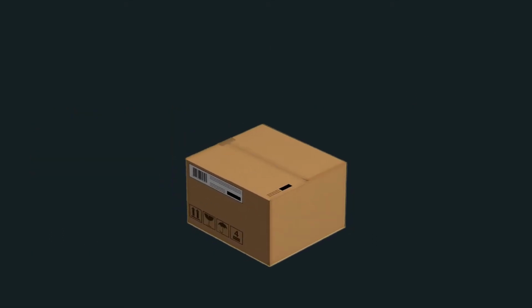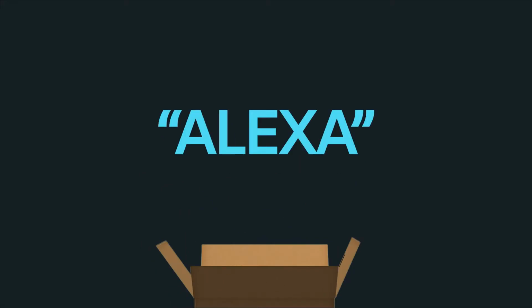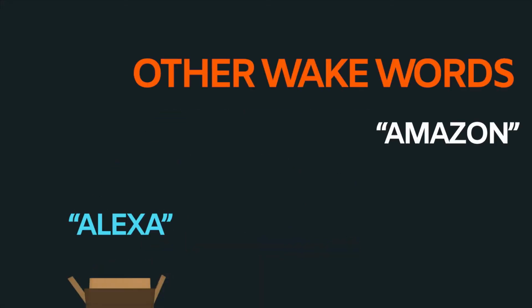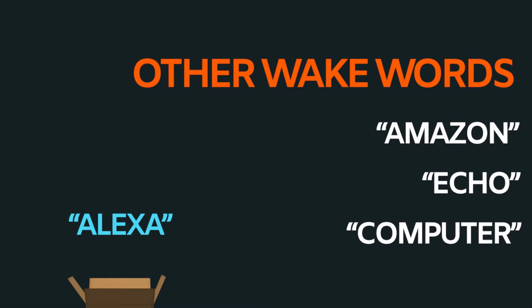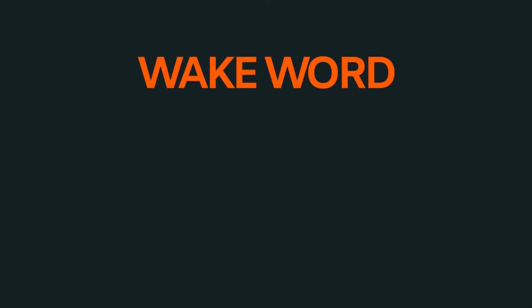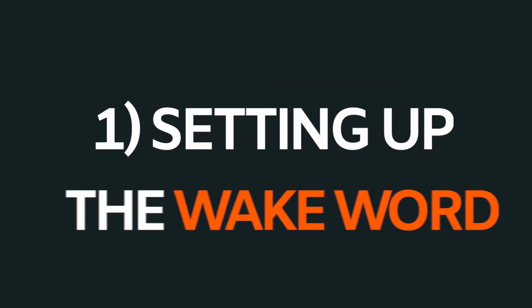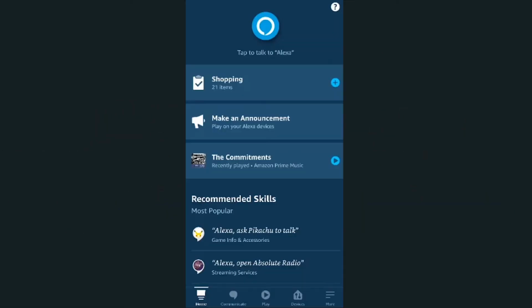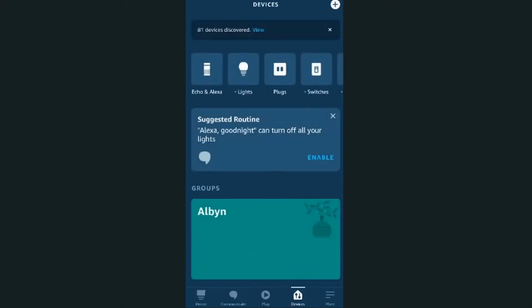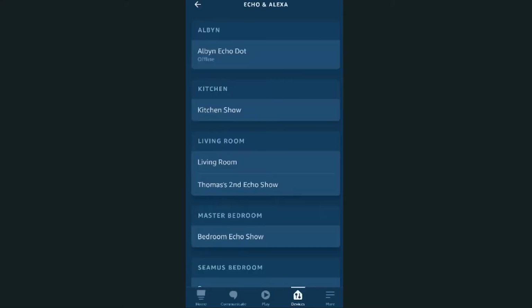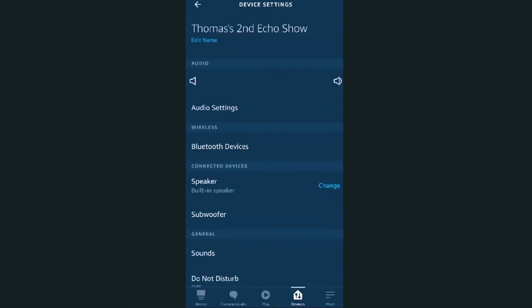Out of the box default, the wake word is Alexa, but you can change it to a choice between 4 different words if you want to have something different. The wake word is what you say to get the device to listen to you. If you open up your Alexa app, tap Devices down the bottom right corner, tap Echo and Alexa, and select the device that you want to set the wake word on.